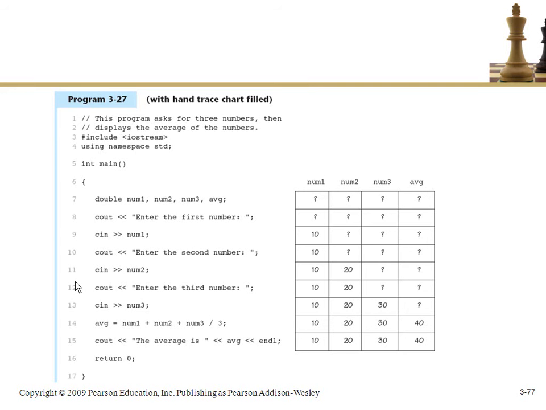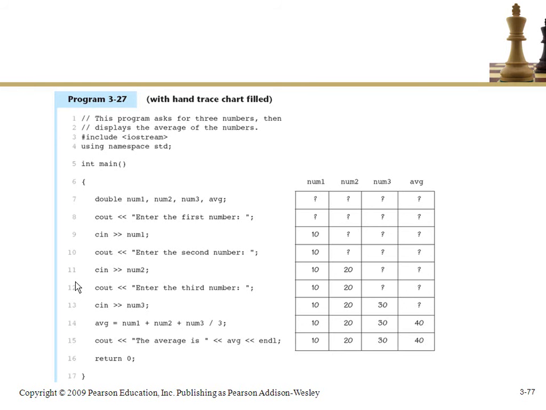Line 10 asks to enter the second number. Again, num1 is unchanged, it's 10. Num2, num3 and average are unknown to us, with question marks.